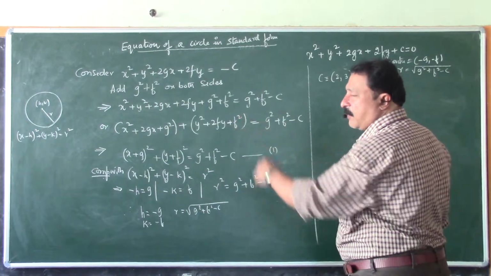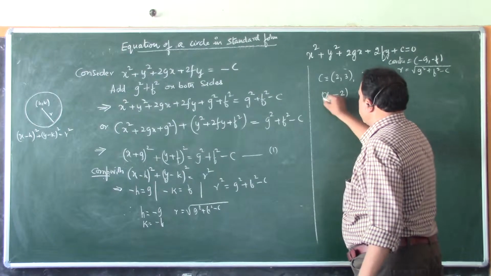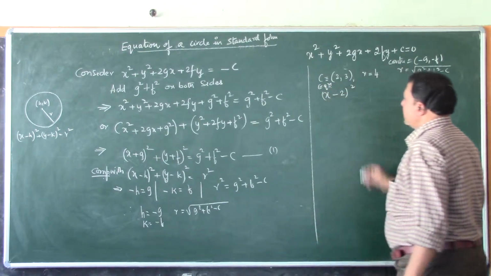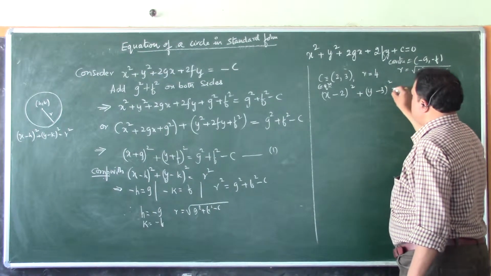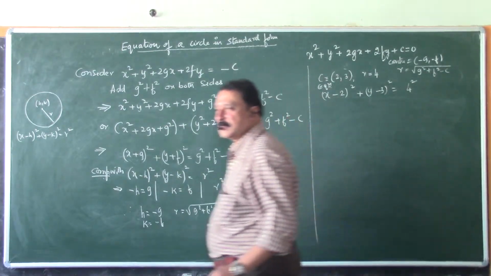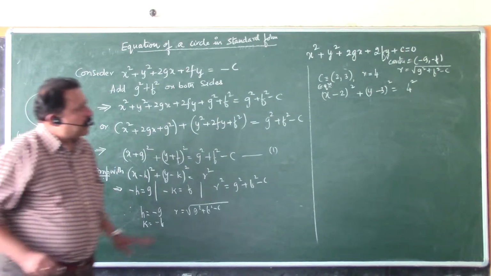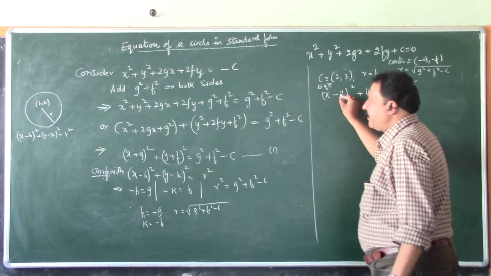Let me use that formula. What is the formula? (x − h) whole square plus (y − k) whole square equals r square, the equation of the circle. So (x − 2) whole square plus (y − 3) whole square is equal to 4 square. Is it clear? Now let me expand this using the (a − b) whole square formula.